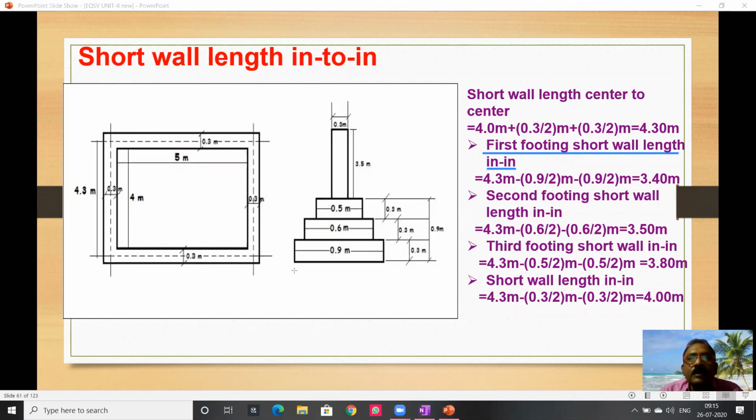0.9. This is the width of your first footing, right? Your width of first footing is 0.9 meters. So 0.9 meters by 2, 0.9 meters by 2, because it is a symmetric footing, we have to subtract one side and the other side. So it may be different.